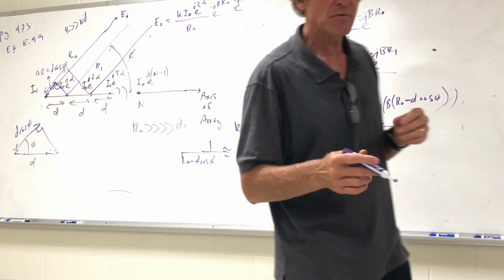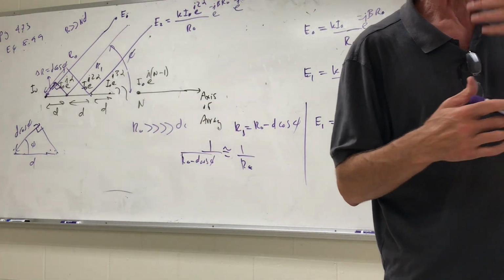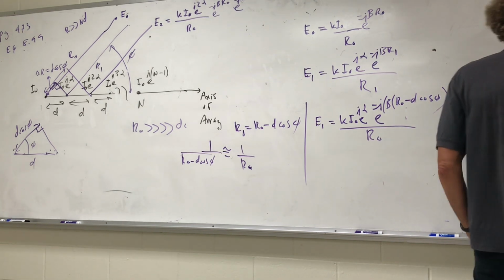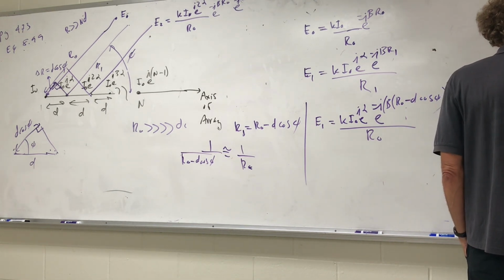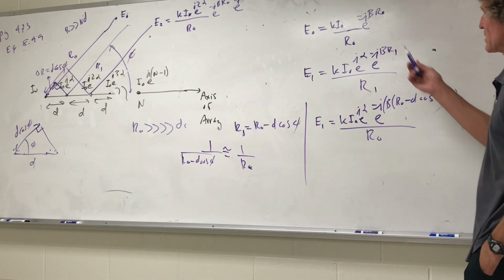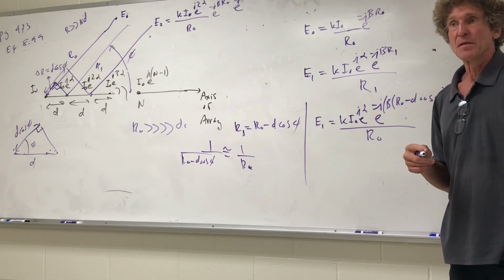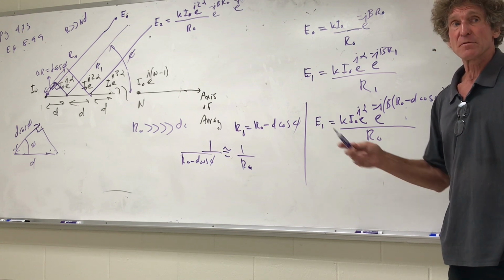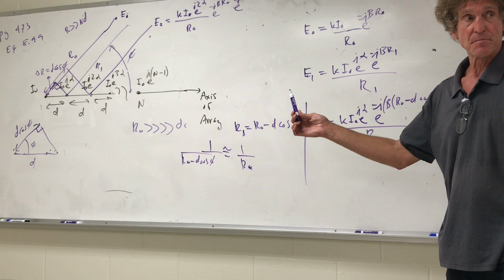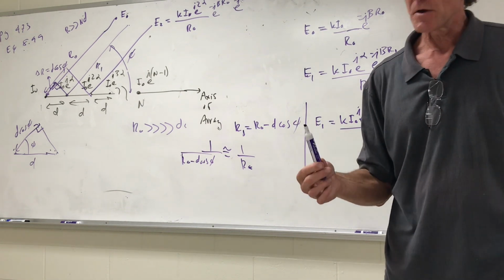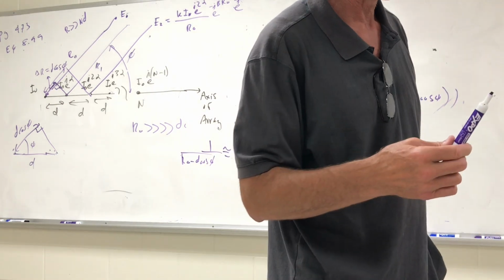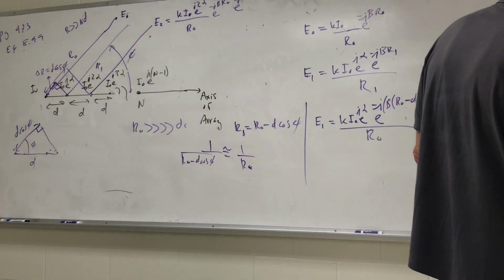Now, if we want to say, what would it be for all of them? What we can say is this, and I'll put it here. I can say E total at a distance. You'll notice I didn't even put a polarity. It doesn't matter. The real polarity is determined by the element, not by the array. It depends on the current's direction in the element. If it's a short dipole, half-wave dipole, loop antenna, that determines the polarity.